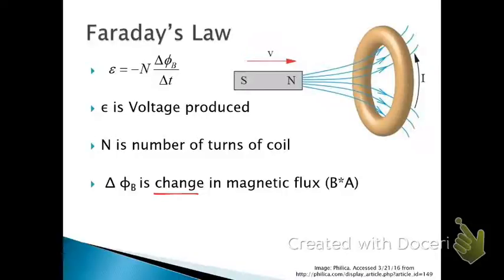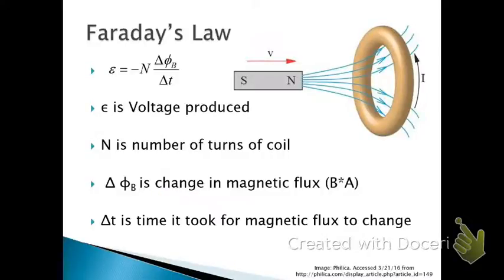Instead, I've got to have some sort of relative motion. So either I've got to be moving the magnet, spinning the magnet, or moving the coil or spinning the coil to get a change in magnetic flux. And delta T is the amount of time it took the magnetic flux to change. So if I move the magnet slowly, I'm only going to get a small amount of voltage versus if I move it really, really quickly. And that's the challenge of power production.